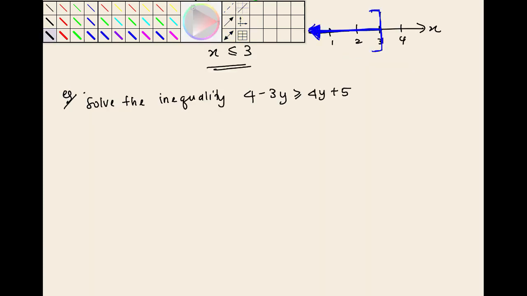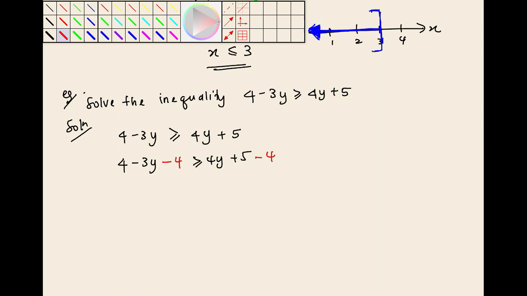Example, solve the inequality 4 minus 3y greater than or equal to 4y plus 5. So the solution is 4 minus 3y is greater than or equal to 4y plus 5. So what I'm going to do is, I want to solve for y again. I can see that there is y on the left and right. What I can do is to delete 4, that means to get rid of 4. So to get rid of 4, I have to minus 4 on both sides. So on the other side, I must not forget to minus 4. Now I can cancel this.